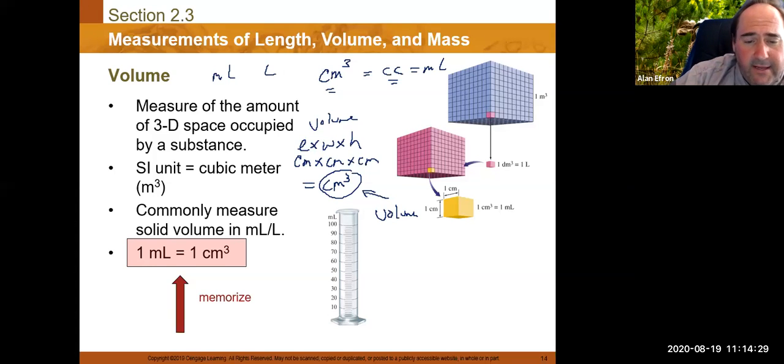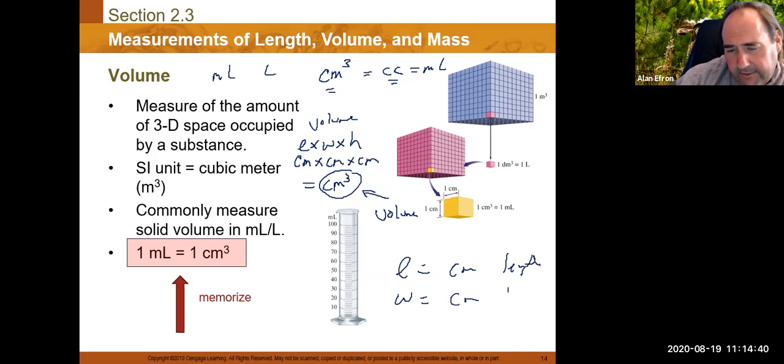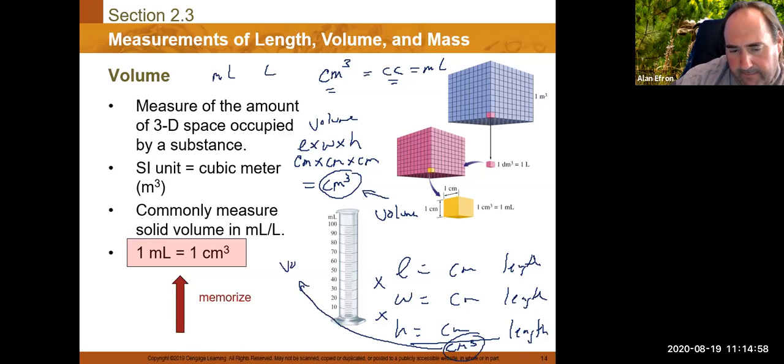Again, individually, they're length measurements. The measurement for the length in centimeters is a length measurement. The width in centimeters also is a length measurement. And the height or thickness in centimeters is also a measurement of length. But when you multiply all these together, you end up with cubic centimeters, which is a volume. Individually, each of those measurements is a length measurement, but when we multiply them together, it becomes a volume.